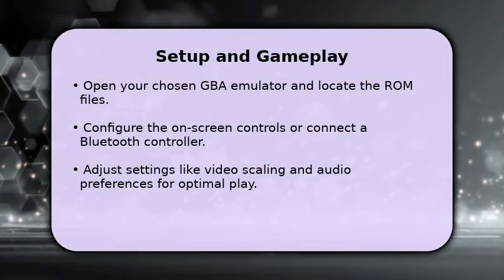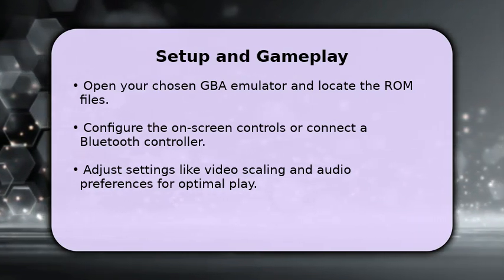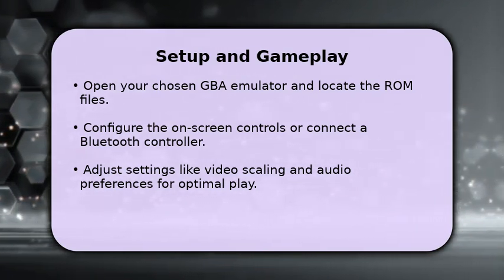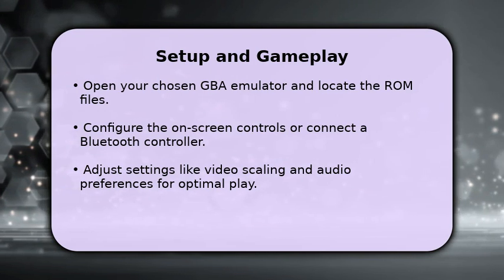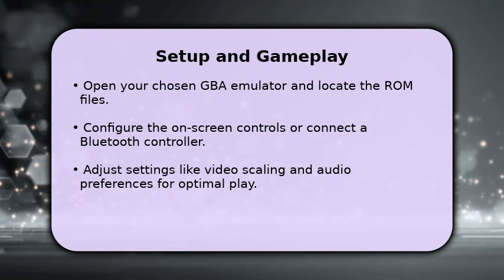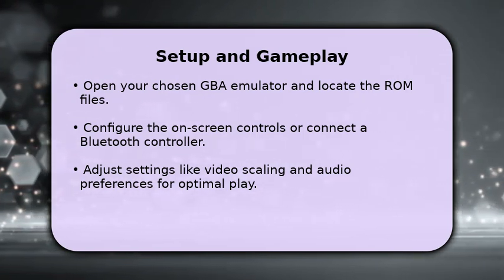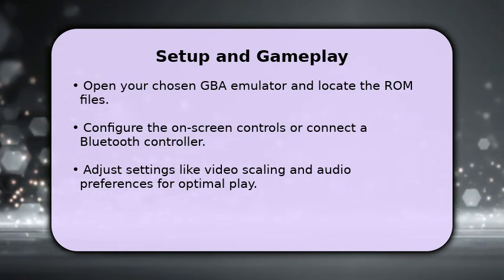Finally, open your GBA emulator application. It will typically scan your device for game ROMs. If not, manually navigate to the folder where you saved your Pokémon game files. Once loaded, you can configure the on-screen controls to your liking or connect a Bluetooth gamepad for a more authentic feel. Adjust video and audio settings for the best experience.